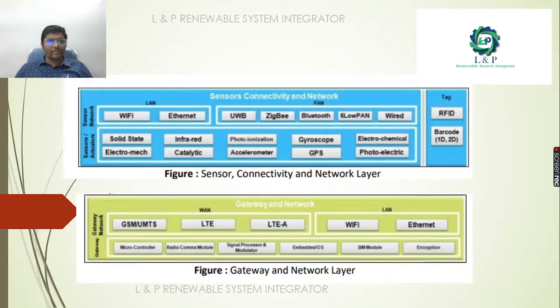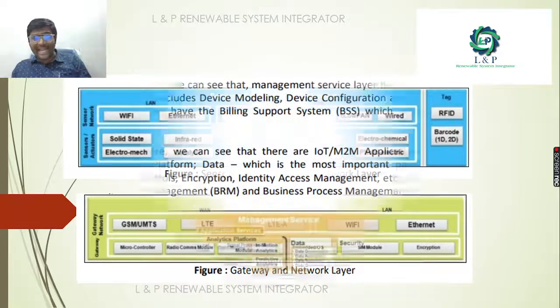When we see this in the software, this figure shows what is in the sensor, connectivity, and network layer. We have Wi-Fi, Ethernet, LAN, wired, and many other things. In the gateway and network layer, we have a microcontroller, a radio communication module, a signal processor, embedded wires, a SIM module, and encryption. Even for the tags we have these.